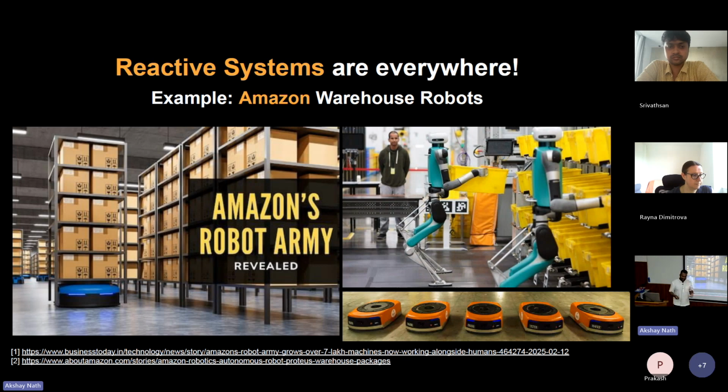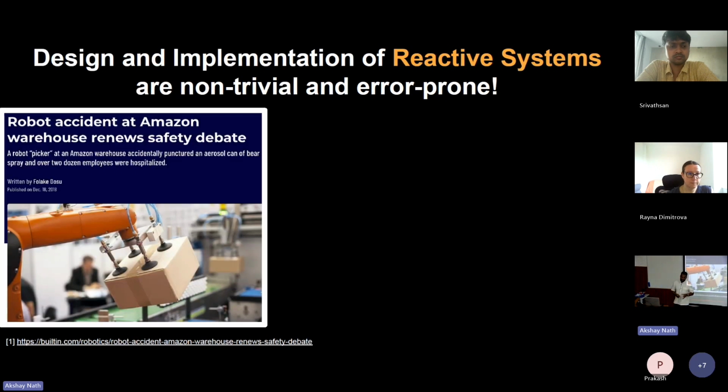Now, they're reactive in the sense that they continually react with their environment. For example, this robot can sense through GPS which location it is in the 2D plane, and then make a decision accordingly in which direction to move. However, design and implementation of such reactive systems are non-trivial and error-prone.